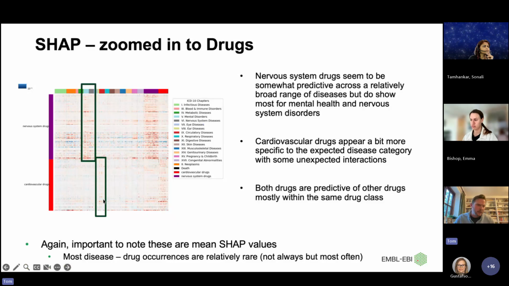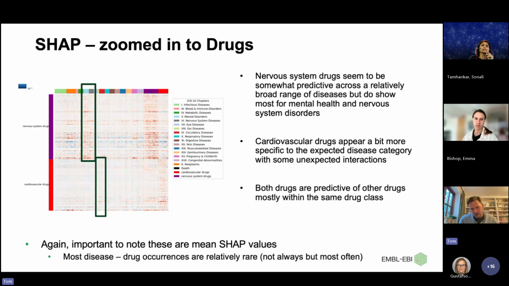But actually there is an interesting aspect here, which is we're training the model to predict disease or predict drugs, but often drugs are either used as a treatment for a disease or as a preventative.